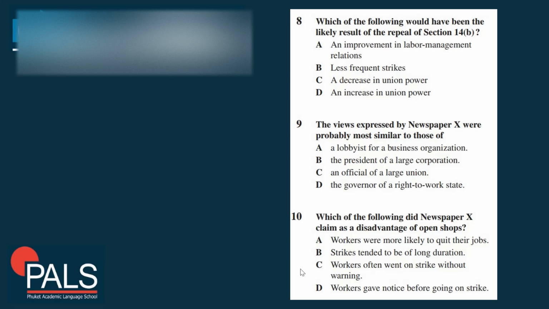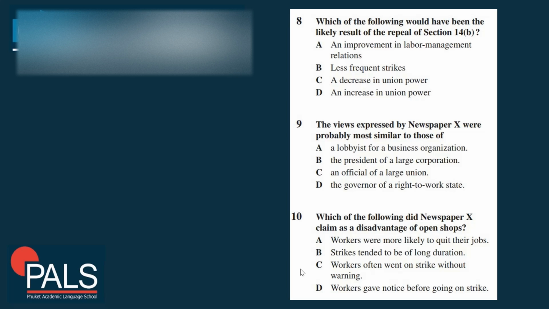So A is an improvement in labor management relations. B, less frequent strikes. C, a decrease in union power, or D, an increase in union power? The correct answer is D. This would create an increase in union power.